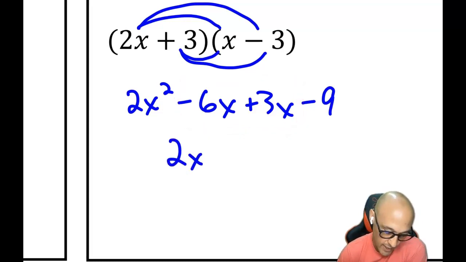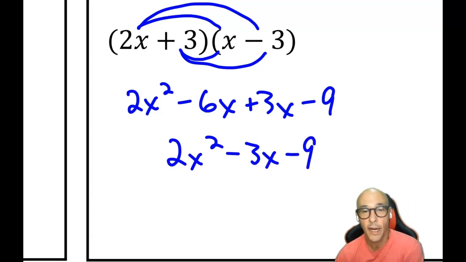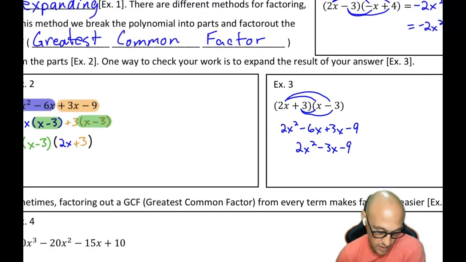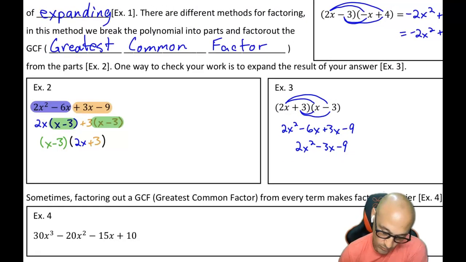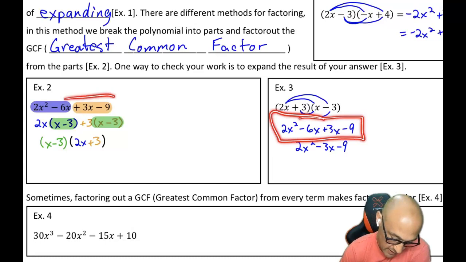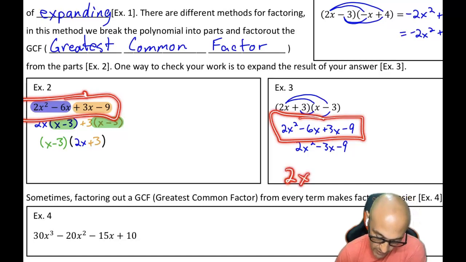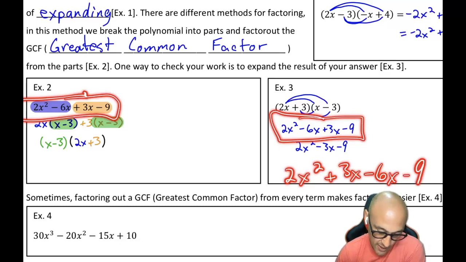So that we get 2x squared minus 3x, was going too fast, minus 9. So now notice, oh, you know what? I went too far, but really the key here is that that is the same. Now, it could turn out that we had 2x squared plus 3x minus 6x minus 9, and that's the same as well. So either way, it doesn't matter.